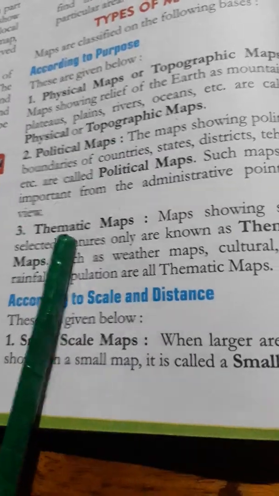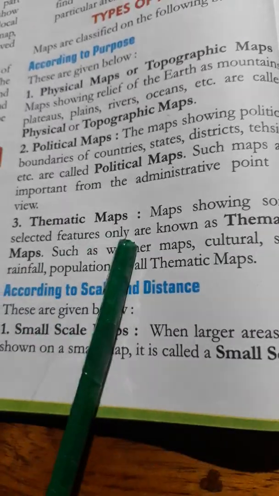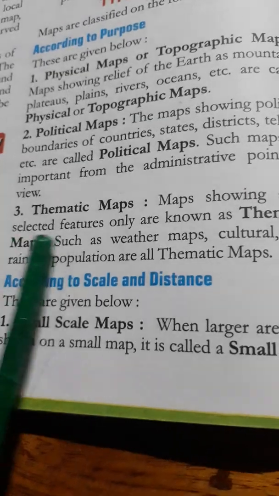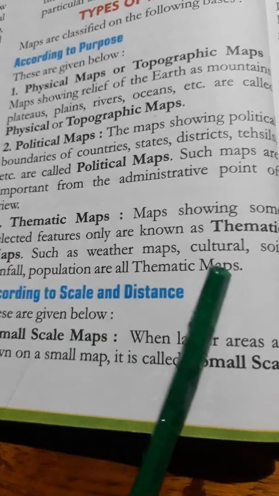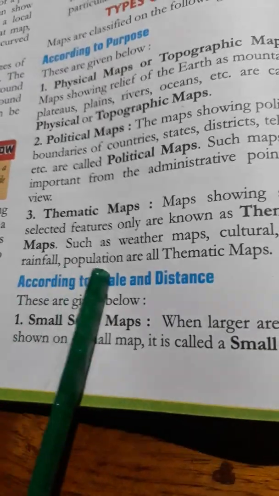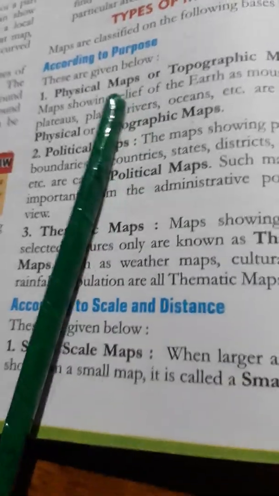Number 3, thematic maps. Maps showing some selected features only are known as thematic maps, such as weather, cultural, soil, rainfall, population. All these are thematic maps. That was according to purpose.